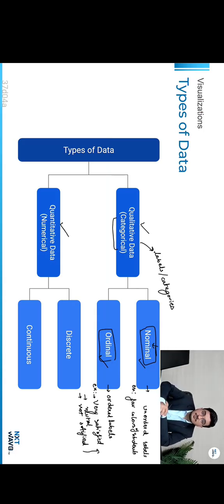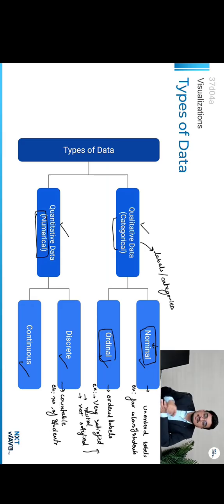Now let's talk about quantitative data. It mostly represents numeric type of data. And this is also divided into two subparts, that is discrete and continuous. Now discrete data is something that is countable, like the number of students in a class, or number of cars in a parking lot. These are all examples of discrete data because these are things we can count.